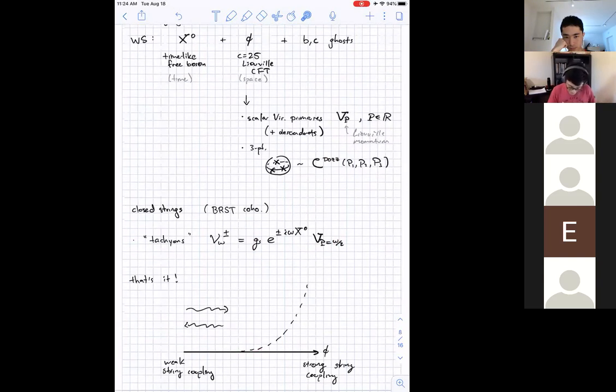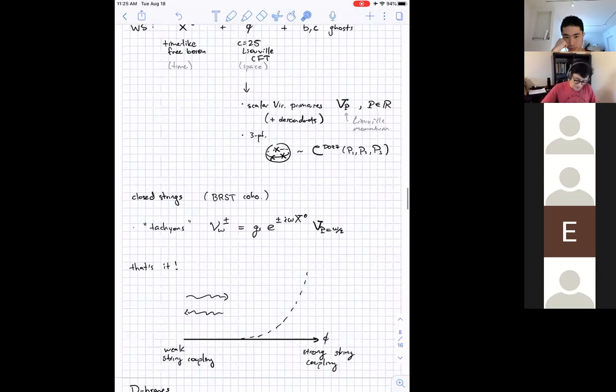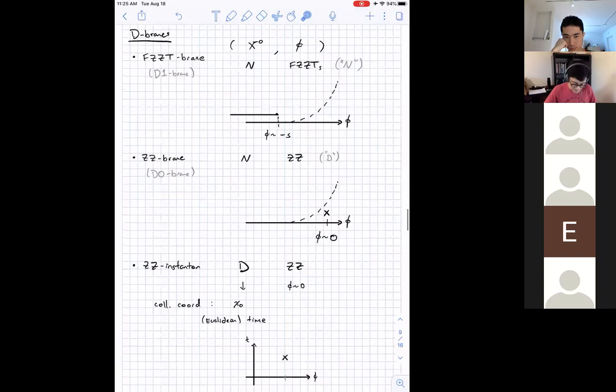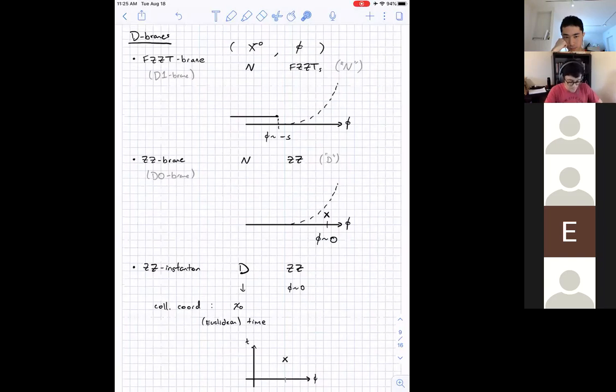Of course, the space-time picture is that we have space here, and these tachyons are just asymptotic states that come in, reflect off the Liouville wall, and come back to the asymptotic region with weak string coupling. Okay, so let me go on to D-branes here. So for completeness, I listed a few of them here. So we have the FZZT brane, which is like a D1 brane, which is of Neumann type on the free boson, and of FZZT type, or Neumann as well, on the Liouville side. And it's extended like this.